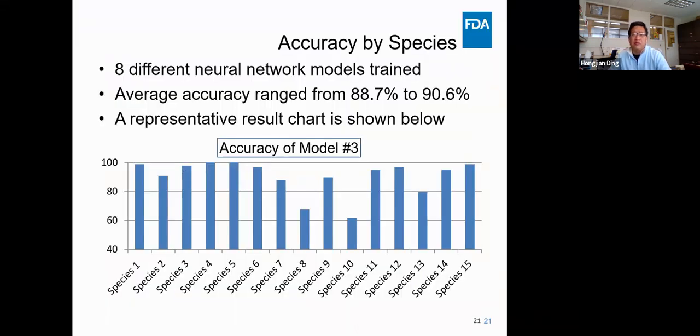For the accuracy by species, we use 8 different neural network models to train the whole system. The accuracy is 89 to 90%. Some species are 100%, but some species are lower because they are in the same genus. They look almost identical to the naked eye, so the computer also gets confused by that.